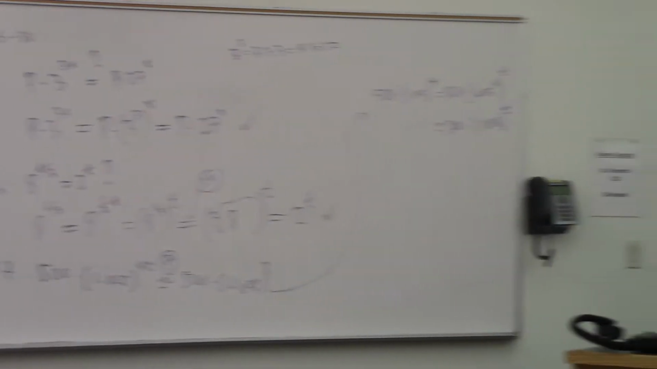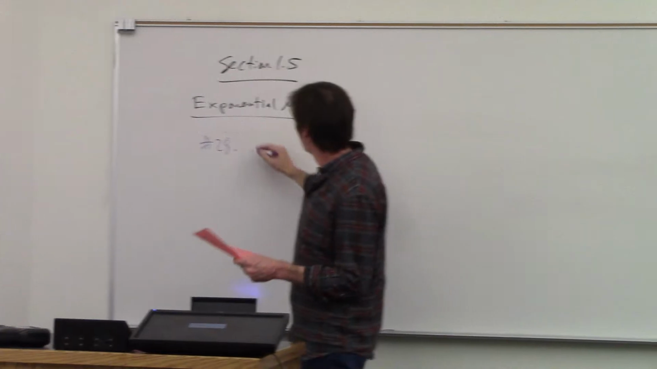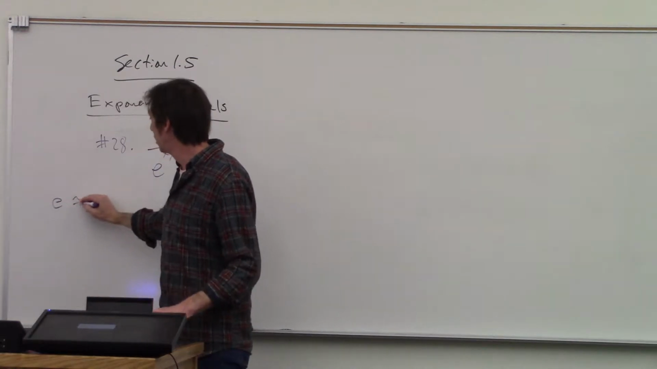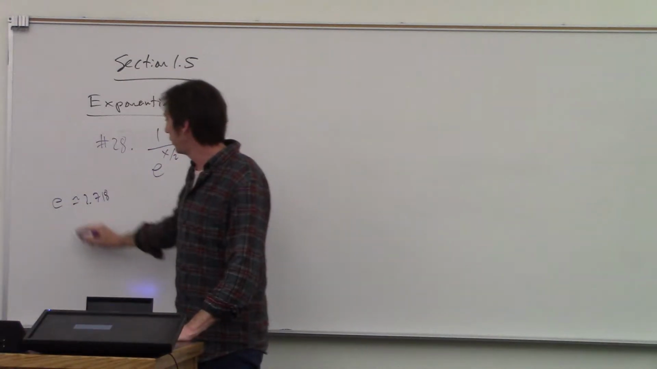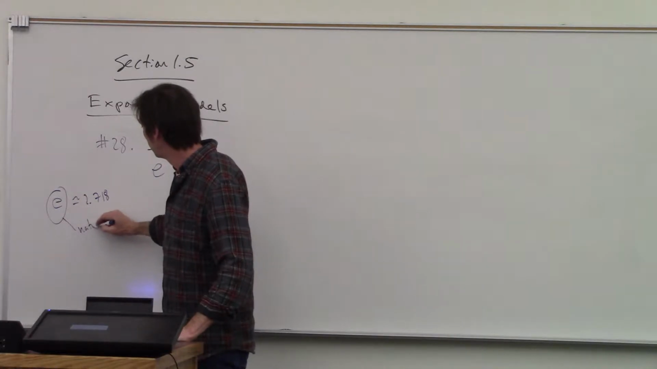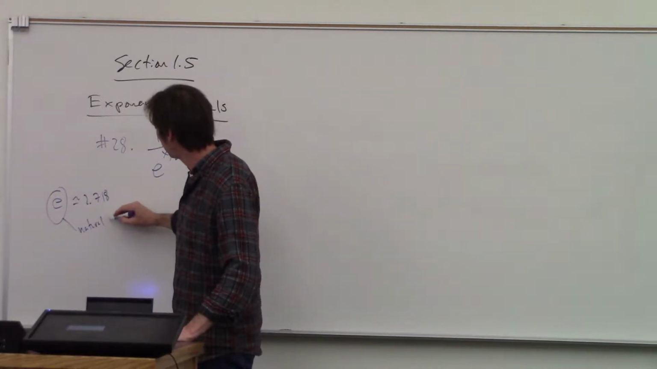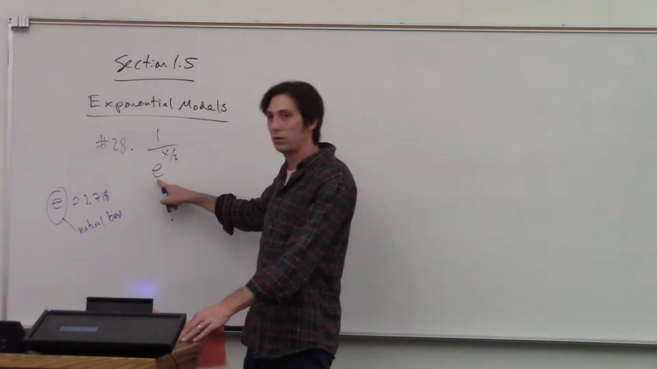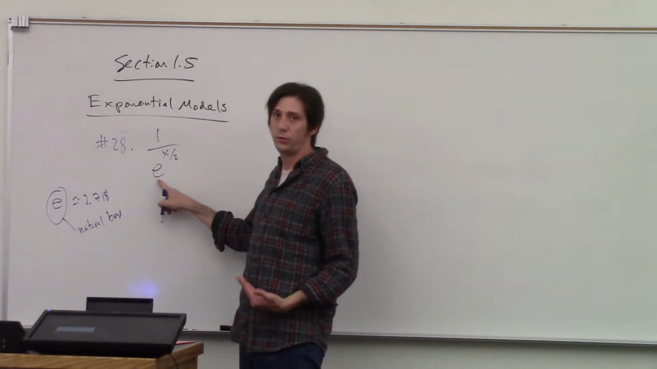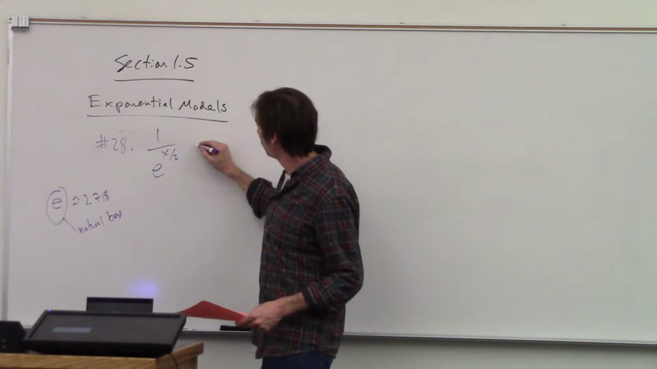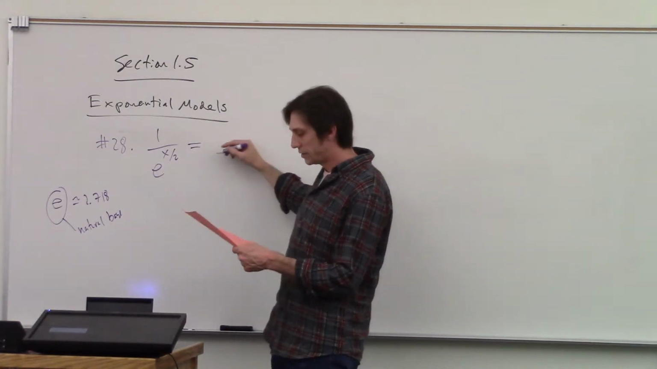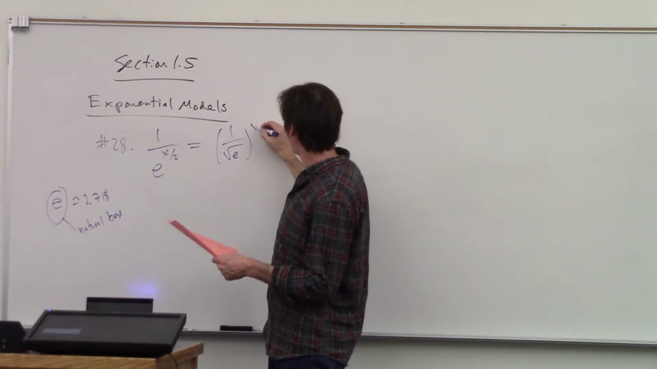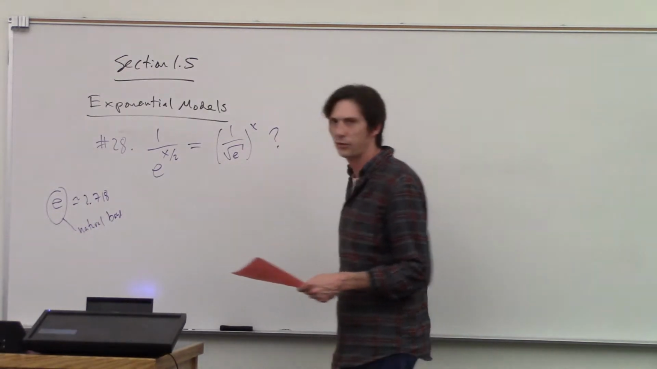Number 28 is not all that much different. With number 28, we have 1 over e to the x over 2. E is about 2.718. This is the natural base. Okay, it's a number, but it's one of the most useful bases to use for an exponential function. And so in number 28, we're supposed to show that 1 over e raised to the x over 2 is equal to the quantity 1 over square root of e, all raised to the x. And we're supposed to show that that's the case.